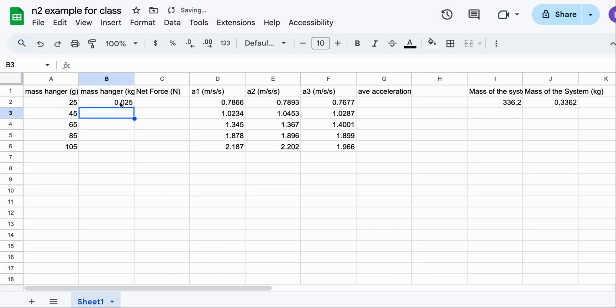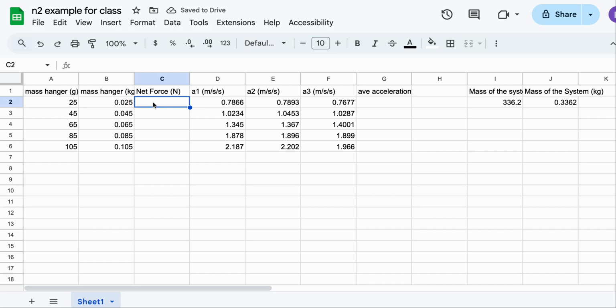When you hit equals, you might have a little green box pop up here, and if so, you can check the box if you'd like to apply that to the rest of the column. If not, you can select that cell again, grab this blue dot, and just drag it down to here. Next up, we have to calculate the net force.